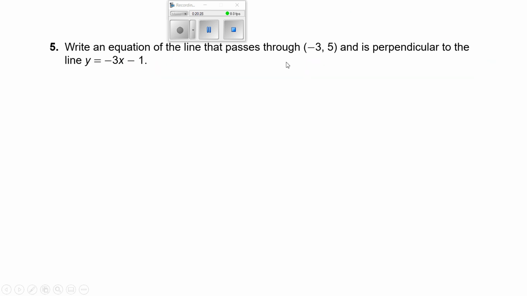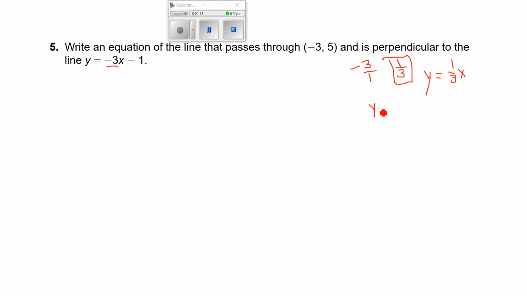Write an equation of the line that passes through negative 3 and 5 and is perpendicular to this. This is equally as easy, all right? Since it's perpendicular to y equals negative 3x minus 1, and I know the slope is negative 3, a perpendicular slope to negative 3 over 1 has to be positive 1/3, right? So now I know this is my perpendicular slope. So I know y is equal to 1/3 x. Now I have to find my y-intercept. So I'm going to plug these into my point slope form.